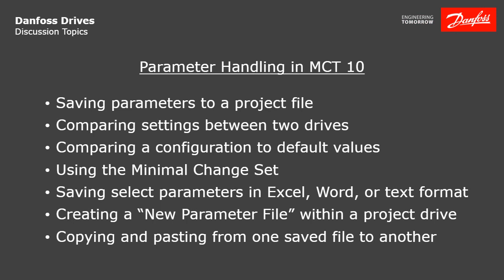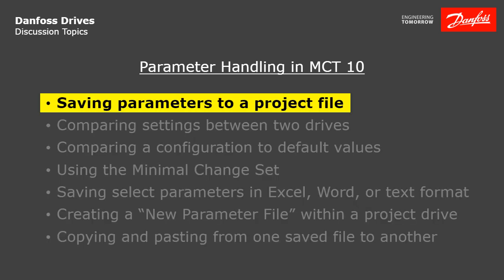There's a number of ways to work with parameters. We'll hit on these. There's how to save parameters to a project file, how to compare parameter settings between two drives, how to compare a configuration to the default values, something called minimal change set. You can save parameters to different formats: Excel, Word, PDF, or text format. We'll look at how to create a new parameter file within a project and how to take and copy a whole drive out of one saved file and paste it into another MCT10 file.